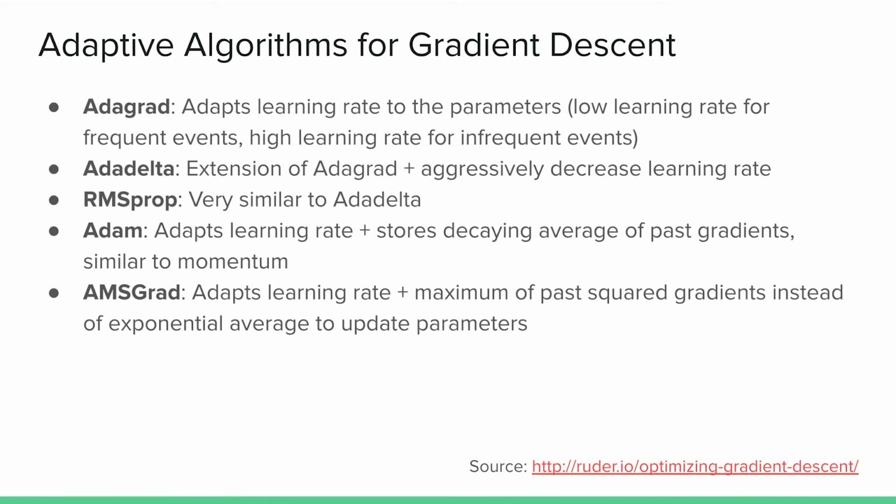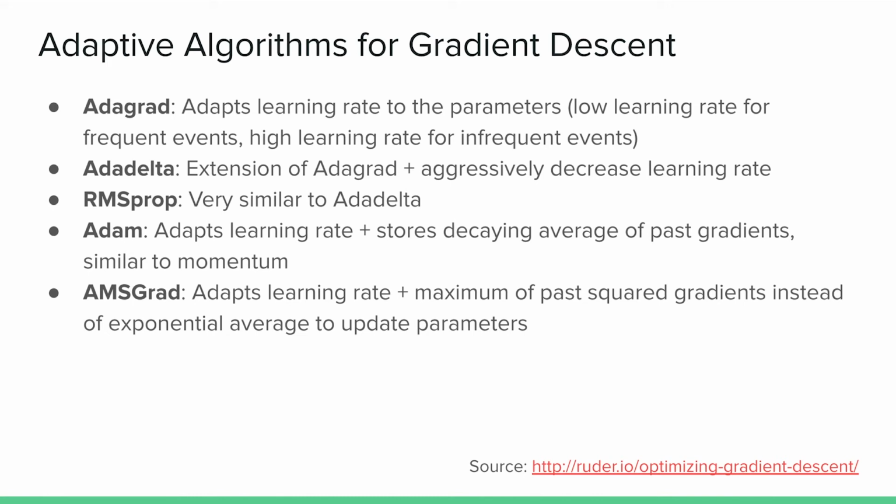For example, AdaGrad, which adapts the learning rate of the parameters. So we have a low learning rate for frequent events and a high learning rate for infrequent events, which, if you think about it, makes sense. If you see something more often, you're not gaining that much information from that event anymore. But if you have a really rare event, you want that to really propagate through your network. AdaDelta extends that and aggressively decreases the learning rate as well. RMS-prop is very similar to AdaDelta, which was almost simultaneously invented by someone else. So these two are pretty much the same.